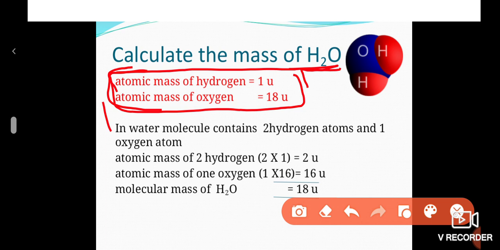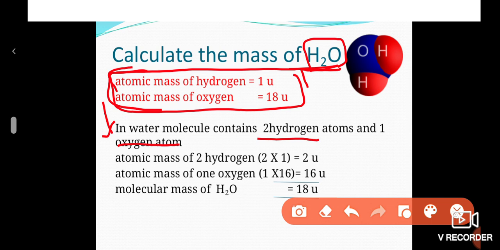Next we move on to the water molecule. We know the chemical formula for water is H2O. Here the subscript represents the number of atoms. The 2 after hydrogen indicates 2 hydrogen atoms are there. So a water molecule contains 2 hydrogen atoms and only 1 oxygen atom. So what is the molecular mass? The sum of all the atomic masses, isn't it?